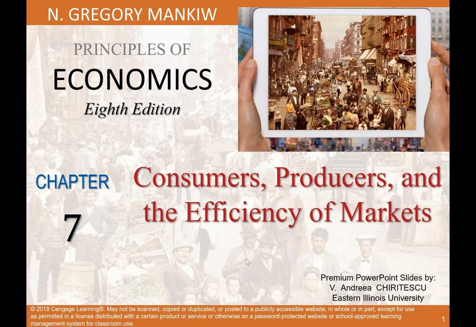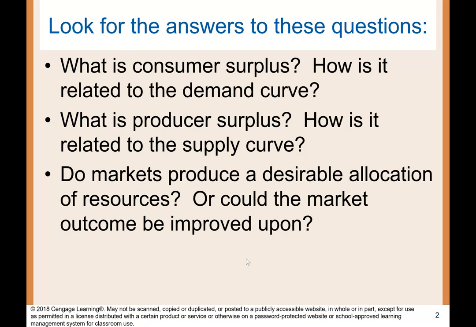Our topic is consumers, producers, and the efficiency of markets. Our goal is to answer the following questions. What is consumer surplus? How does it relate to the demand curve? What is producer surplus? How is it related to the supply curve? Do markets produce a desirable allocation of resources, or could the market outcome be improved?